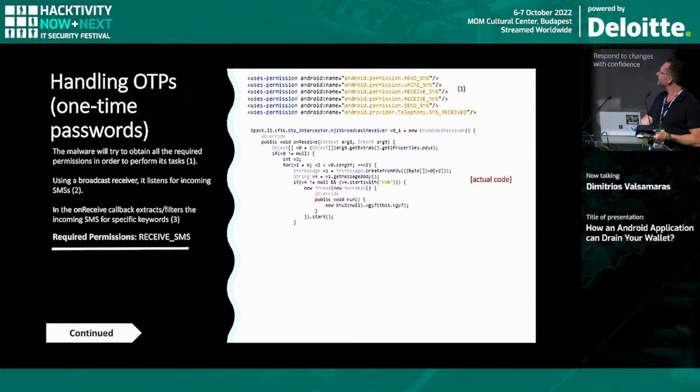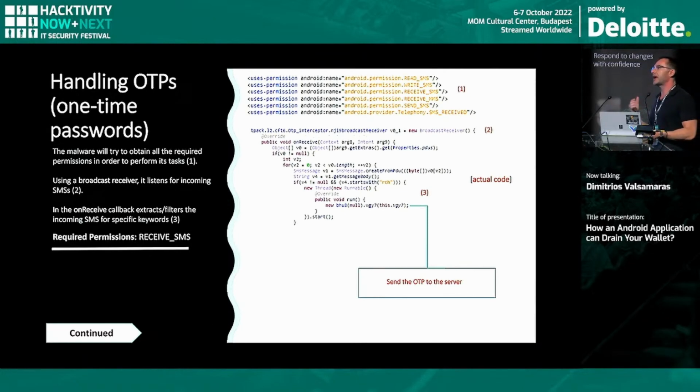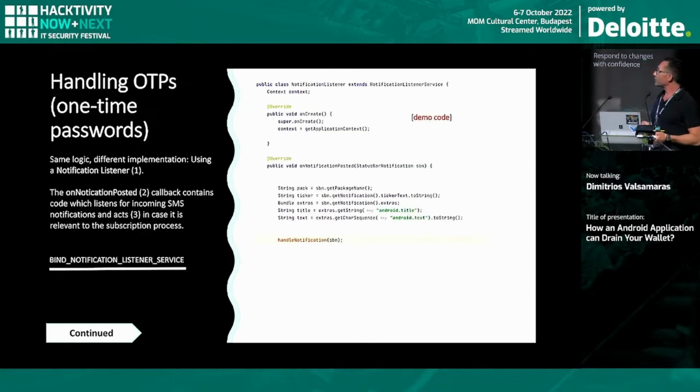So using the first technique, just declare the required permissions in order to do that. Create a class which extends the broadcast receiver, and in the receive callback, check if the body of the message contains a specific keyword. Then extract what is after it, I mean the PIN, and submit it back to the server. Now the submission can be either in the same page using the HTTP protocol, or even using an SMS, for example, using the send text message API.